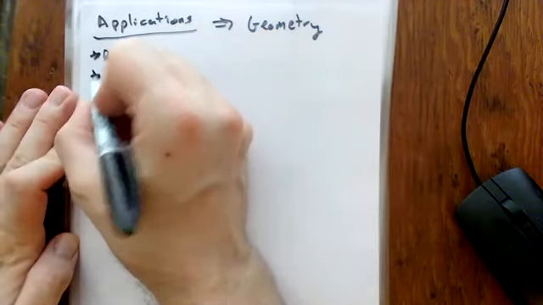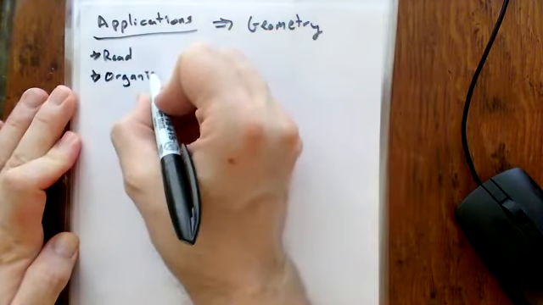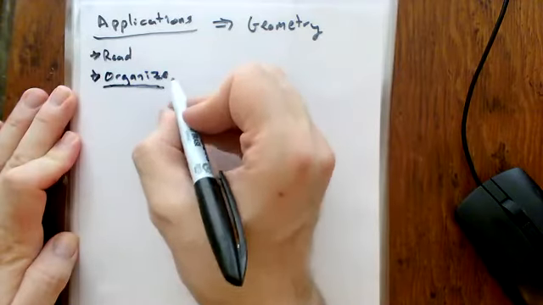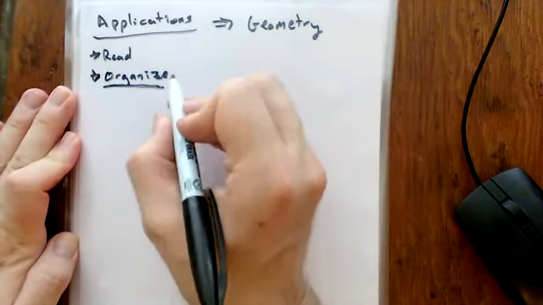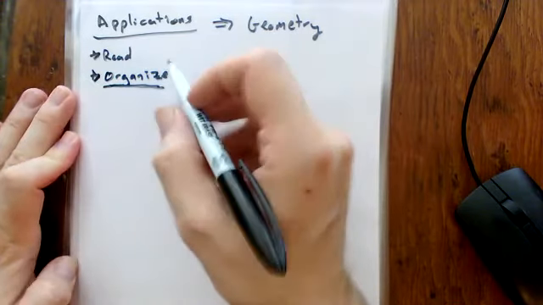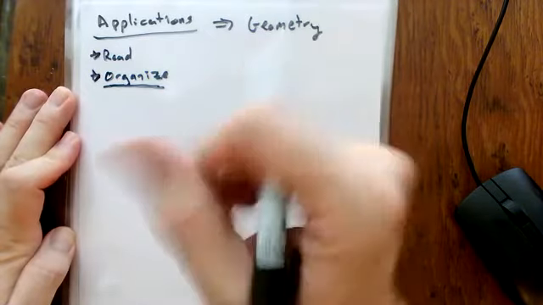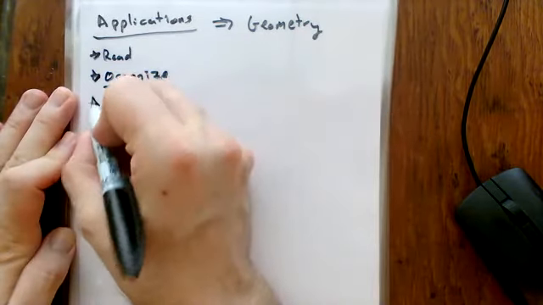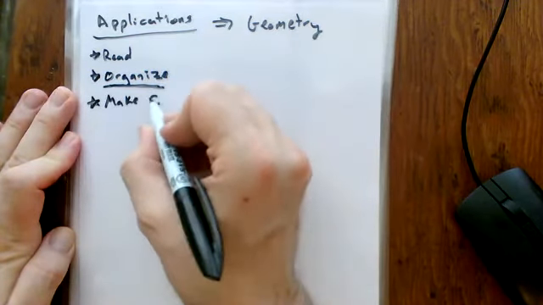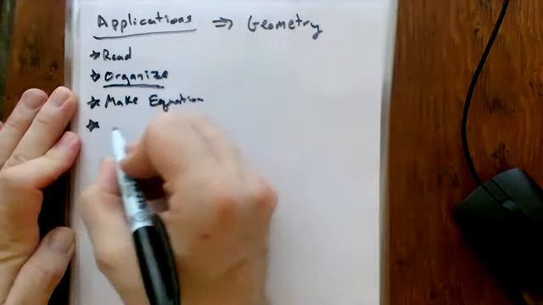After that, we're going to need to organize our data. And this is where the bulk of our work is actually going to be. Every single type of question has its own organization strategy. This is where you're going to see the most differences between the different types of application problems. After that, you can make a formula or make an equation. You're going to solve that.